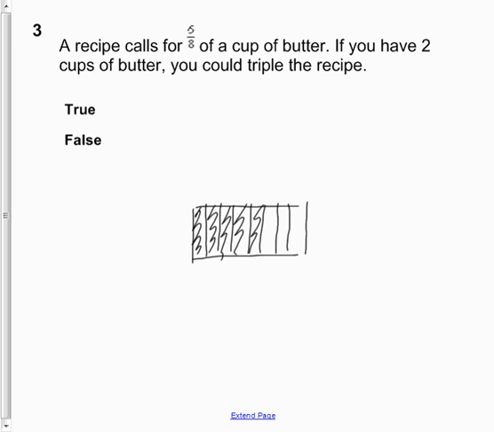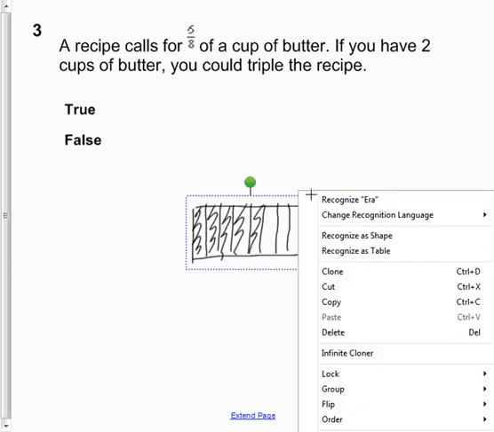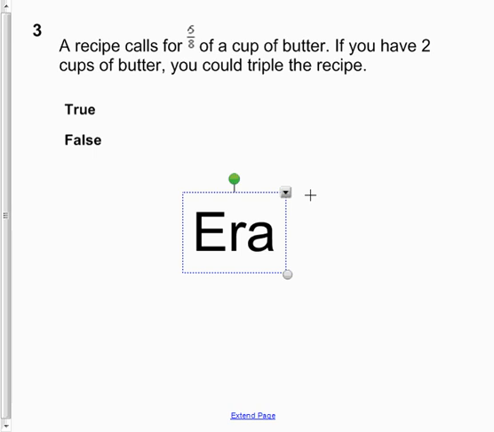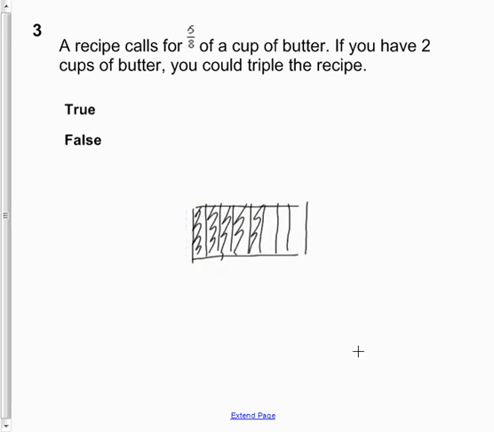This is the amount of butter that's required for the recipe. If I triple the recipe, I would take this and I would actually, oh, no, error. That's interesting. If I tripled this, not, oh, for God's sake. If I tripled this, infinite cloner. So this is what's needed for one recipe.